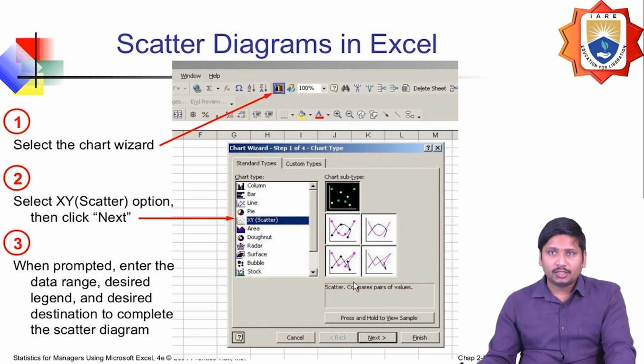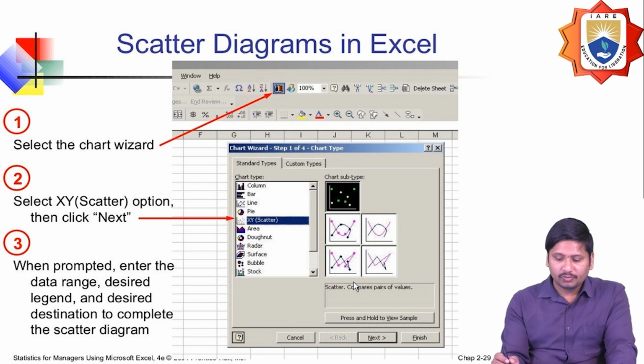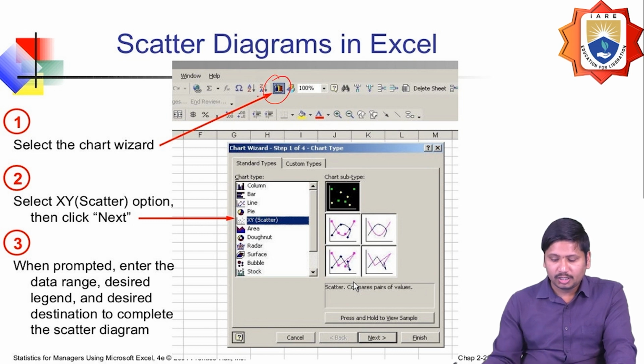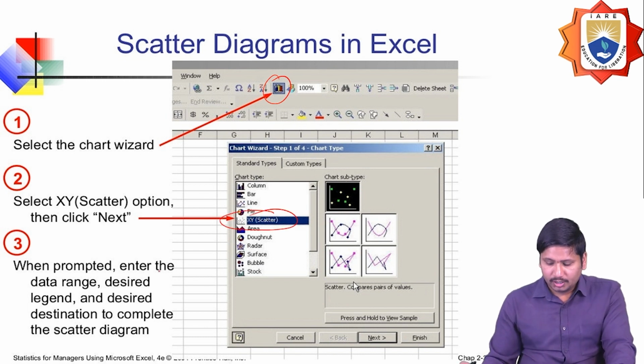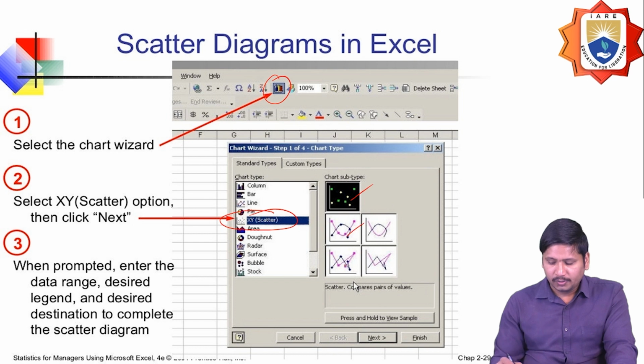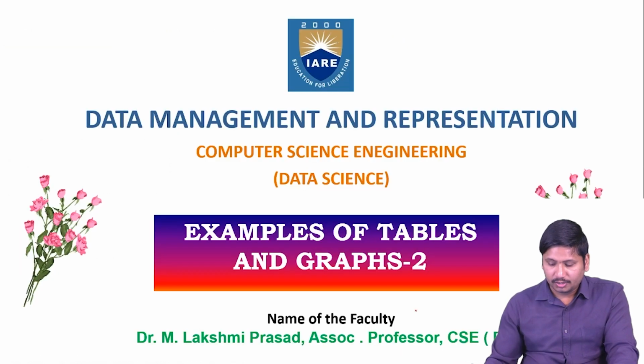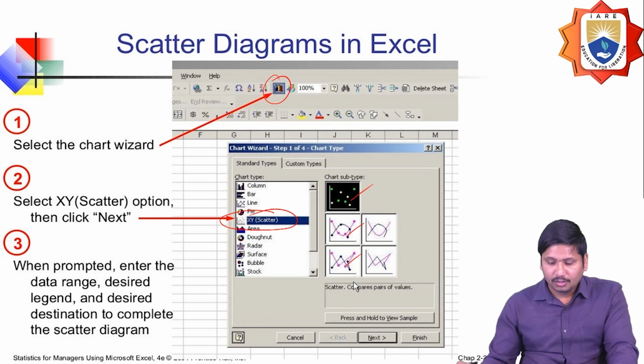How do we construct this scatter diagram in Excel? I will show it. For that, open the Excel window, go to the bar chart symbol, and select the XY scatter plot. Once that is selected, you can choose any type of scatter plot you want to use, and then click on next. Like this, I can construct scatter diagrams.